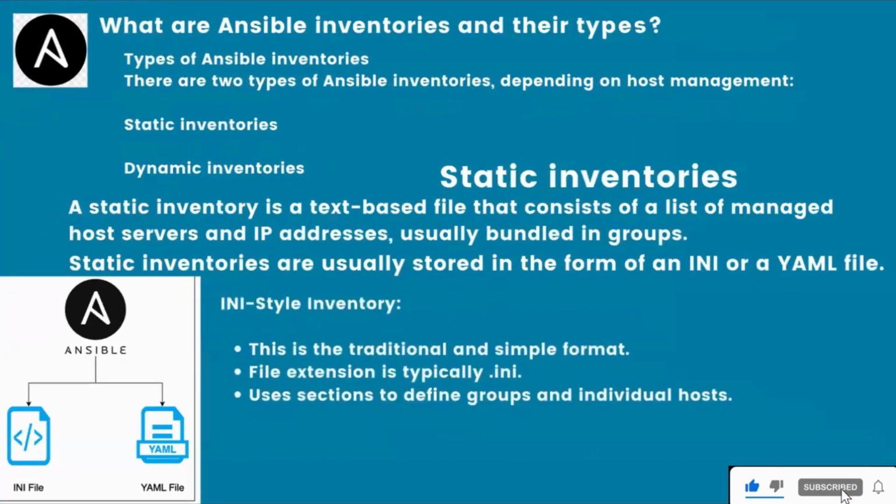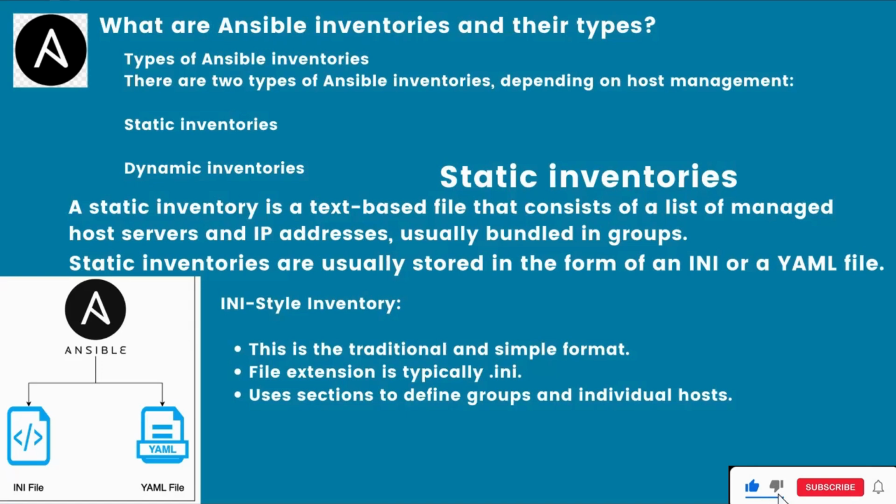So what are Ansible inventories and their types? There are generally two types of Ansible inventories depending on host management: static and dynamic. So let's talk about the static inventories. A static inventory is a text-based file that consists of a list of managed host servers and IP addresses, usually bundled in groups. Okay. Static inventories are usually stored in the form of an INI or a YAML file. So INI style inventory is the traditional and simple format.